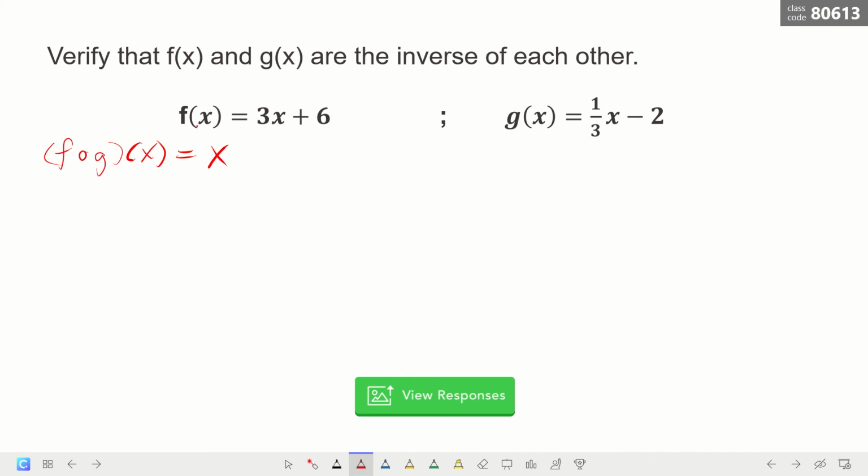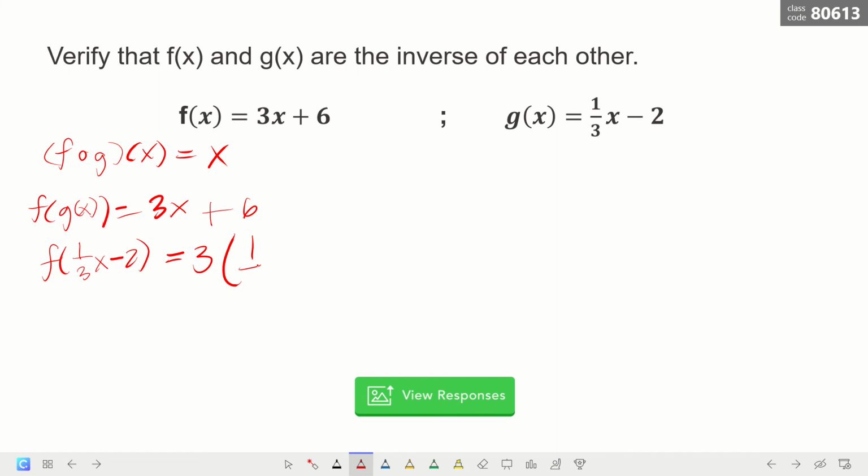So, let us now perform composition of function. So, f composed of g of x is equal to 3x plus 6. So, what is the value of our g of x? Ang value ng g of x natin is 1/3 x minus 2. So, f of 1/3 x minus 2 is equal to 3, and then 1/3 x minus 2 plus 6.